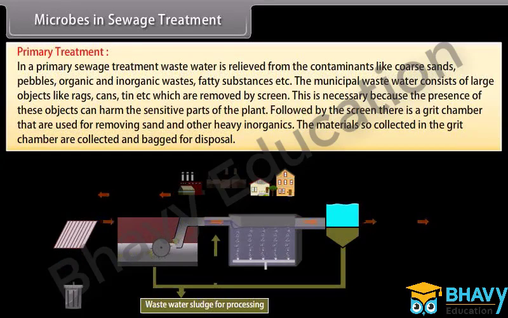Followed by the screen, there is a grit chamber that is used for removing sand and other heavy inorganics. The materials so collected in the grit chamber are bagged for disposal.